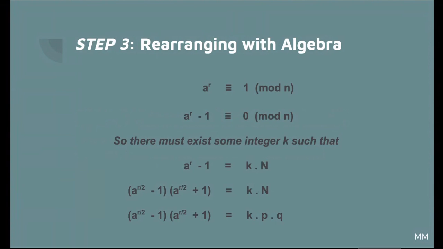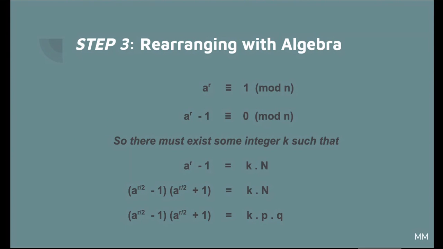Okay? Now, if r is an even number, we can perform the next step. If not, we have to go back to the first step and pick a different value for a. If it is even, we can split a to the r minus 1 into two separate components by a difference of squares. So we have a to the r over 2 minus 1 and a to the r over 2 plus 1 equal k times n.